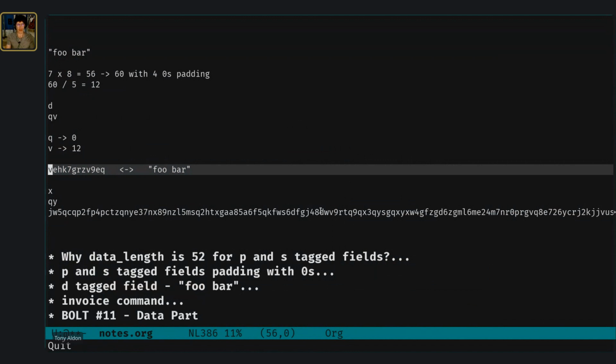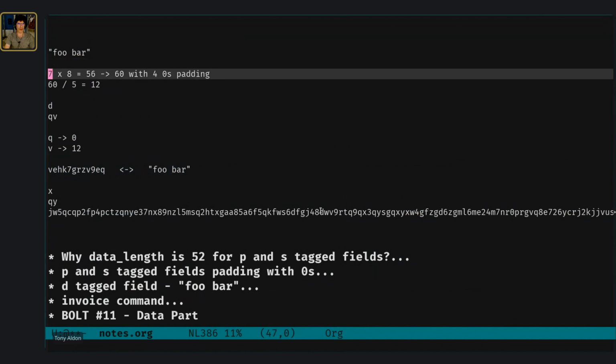So we can go from left to right or right to left. To understand it myself, I did it from left to right. But let's say that we are going to encode from right to left. So we start with foo bar, and we are going to need at some point to have four zeros of padding. Okay, let's go.